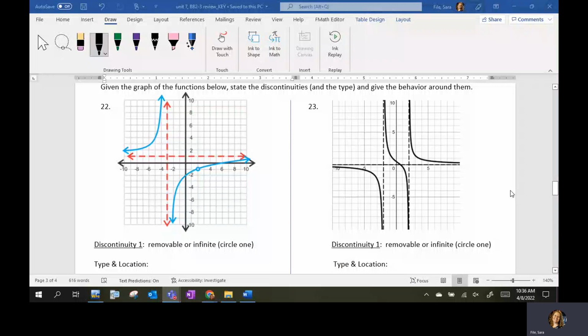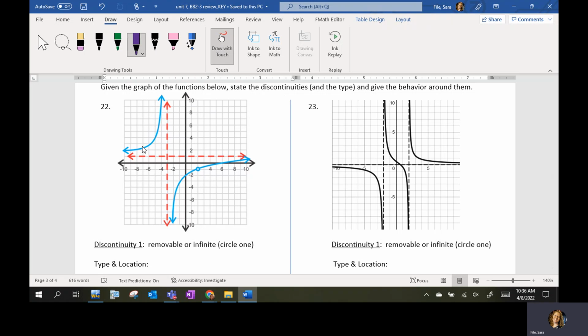We are given the graphs, not the equations. So we're going from a graph. We want to state the discontinuity and type and give the behavior around the discontinuity. Remember, the types of discontinuities are infinite and removable. Infinite is at a vertical asymptote, and removable means it's at a hole, right?